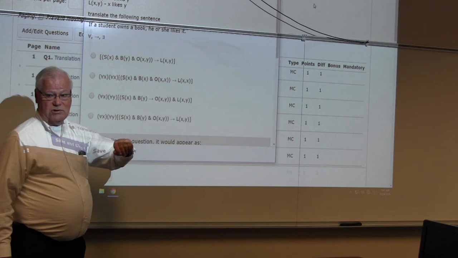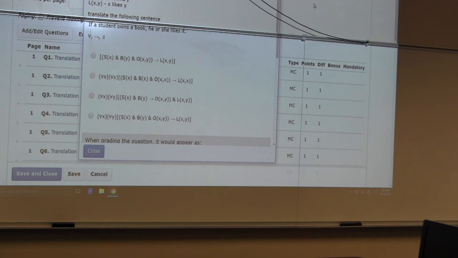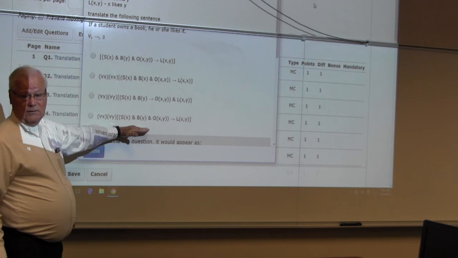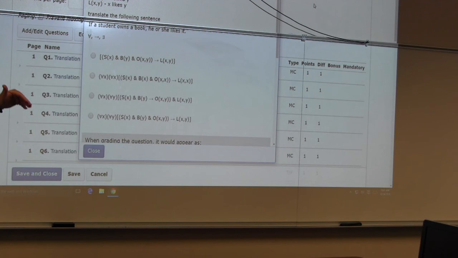Which one is correct? The third one or the fourth one? The fourth one, right? Because notice, if the student owns the book, that's part of the first part of the implication. That implies they like it. That would be this one. Okay? Everybody see that? And there's where you probably have to go back and check what the first statement said to make sure. All right.